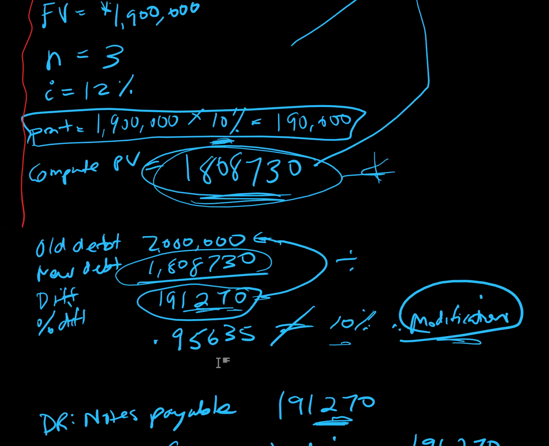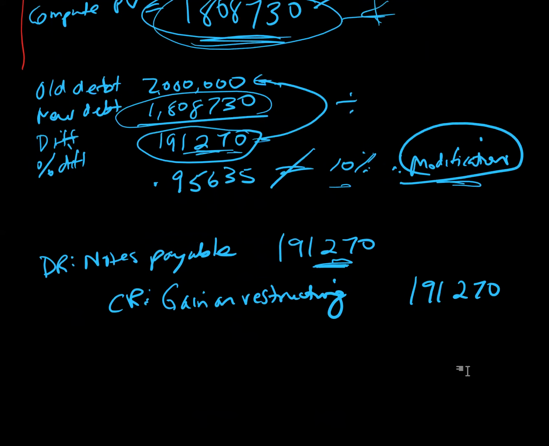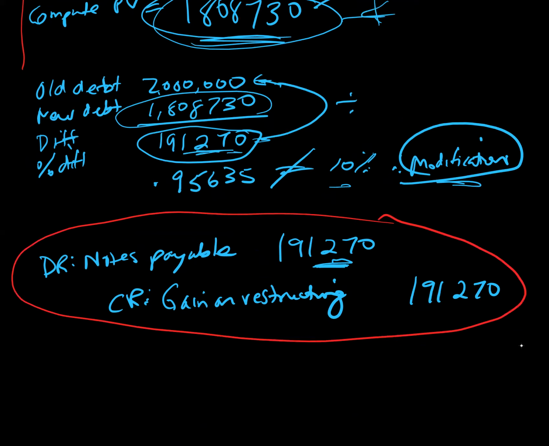Same deal here. We still would have come up with the fact that it wasn't more than 10% different, so we would have been in the modification. That would have been exactly the same if this question had just been using ASPE and we weren't doing IFRS. Where ASPE gets different than IFRS is this entry. This is the entry that we recorded under IFRS to record the present value of the note payable on our statement of financial position on day one.